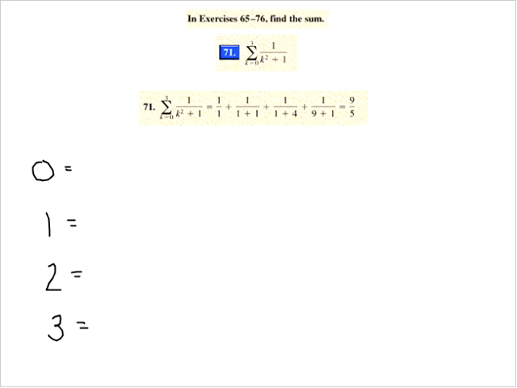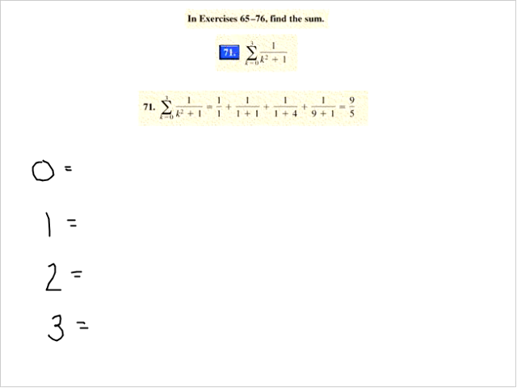To find the sum, it looks like we're starting with 0 and ending with 3. So I just wrote 0, 1, 2, and 3 here. I know I'm starting with 0 because that's what it tells me on the bottom of my summation, and I know I'm ending with 3 because that's what it tells me on the top.